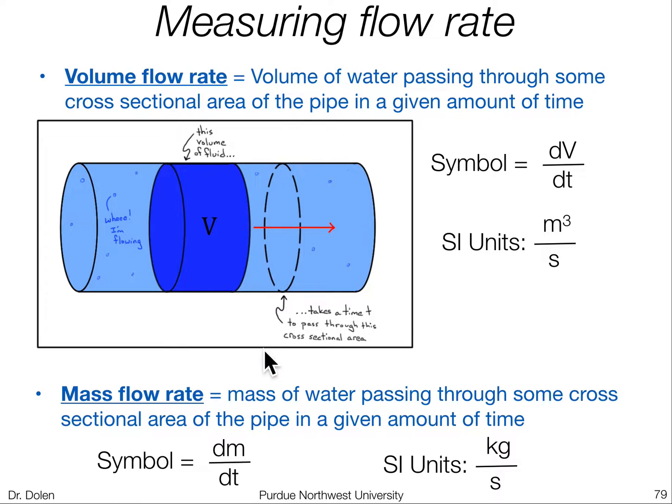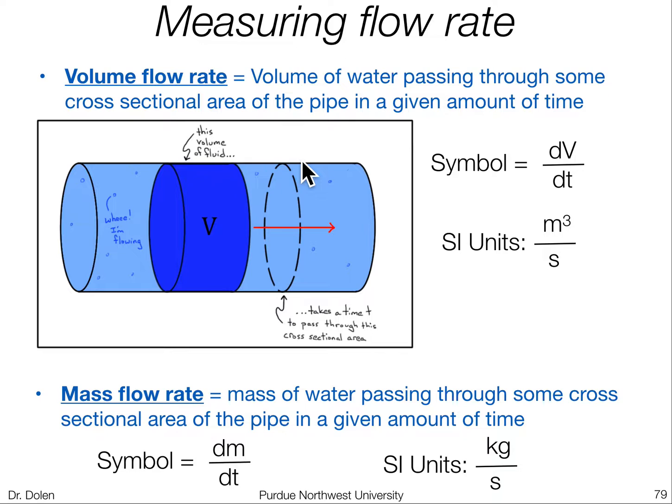So if I just pick this point right here and look at this cross-sectional area of the pipe and just measure how much fluid is passing that point every second, right? Is it 10 gallons per second? Is it 5 liters per second? Just how much is it? Some amount of volume every second.